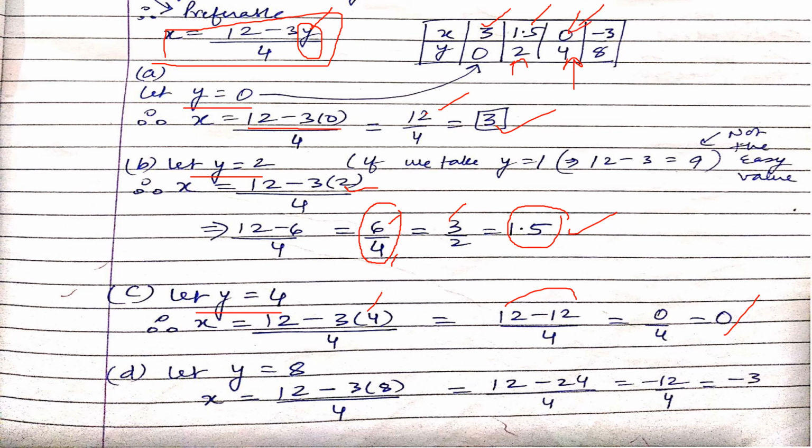The last value, I have taken y as 8. So what you have to do is just replace y with 8. So you will get 12 minus 3 into 8 upon 4. Answer will be 12 minus 24 upon 4, minus 12 upon 4, minus 3. So this is the last point. I hope this method is clear to you.